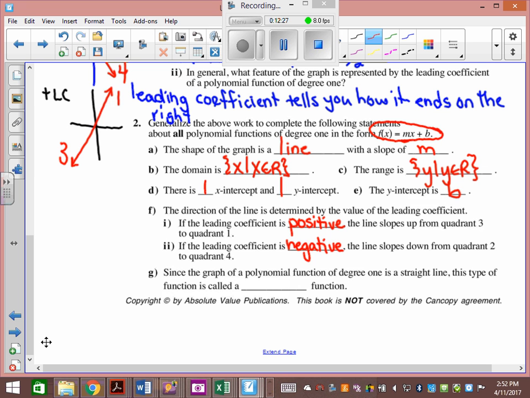Since the graph of a polynomial function of degree 1 is a straight line, this type of function is called a linear function. Because it's a straight line.